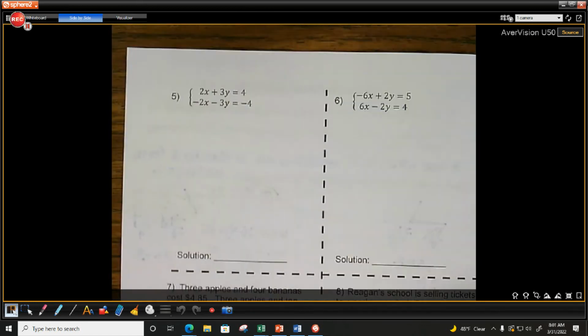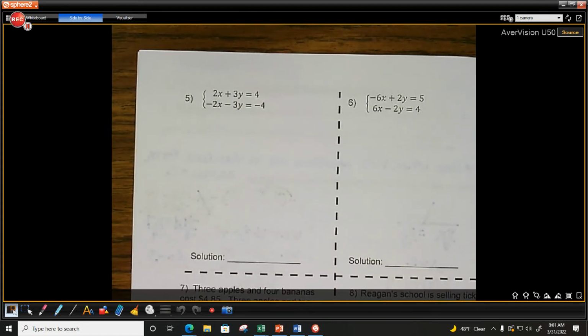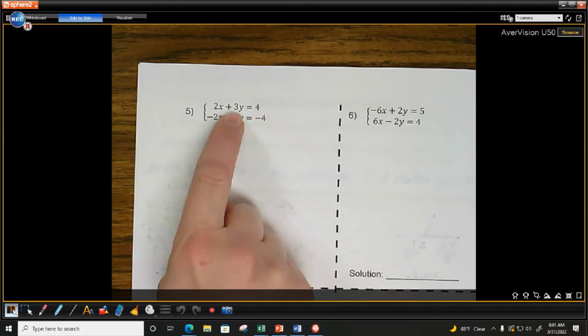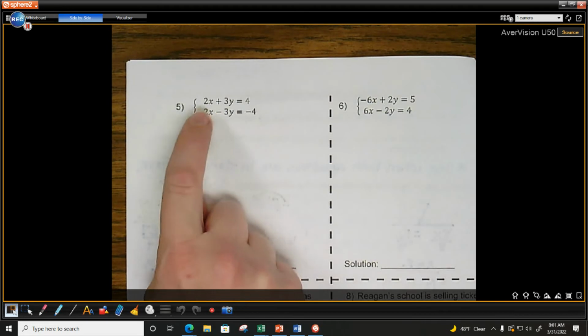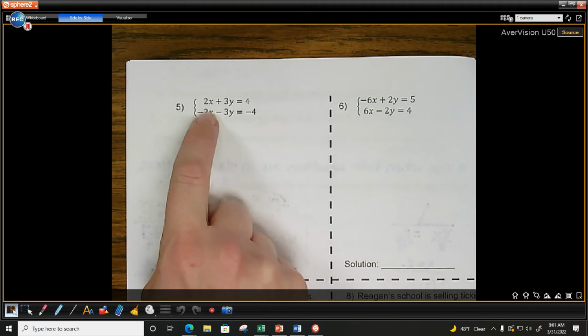Okay, number 5. Are my variables stacked on top of each other? Are they both in standard form? Yep. X, y equals a constant, x, y equals a constant. Do my x's have the same coefficient? Yes. And are they opposite signs? Yes. Positive 2, negative 2. That's the same number. They're both 2. One's positive, one's negative. So I have to do nothing. This is already perfectly set up for elimination. Okay? Draw your line under it.